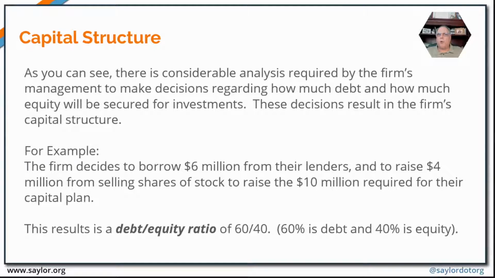So, for example, the firm decides to borrow $6 million from lenders. We're going to take out a $6 million long-term loan from our local bank. We're going to raise $4 million by selling shares of stock to raise the $10 million we need for our capital plan. Now, what does that mean? That means that we have a debt to equity ratio of 60 to 40%. Or our capital plan has 60% debt and 40% equity.